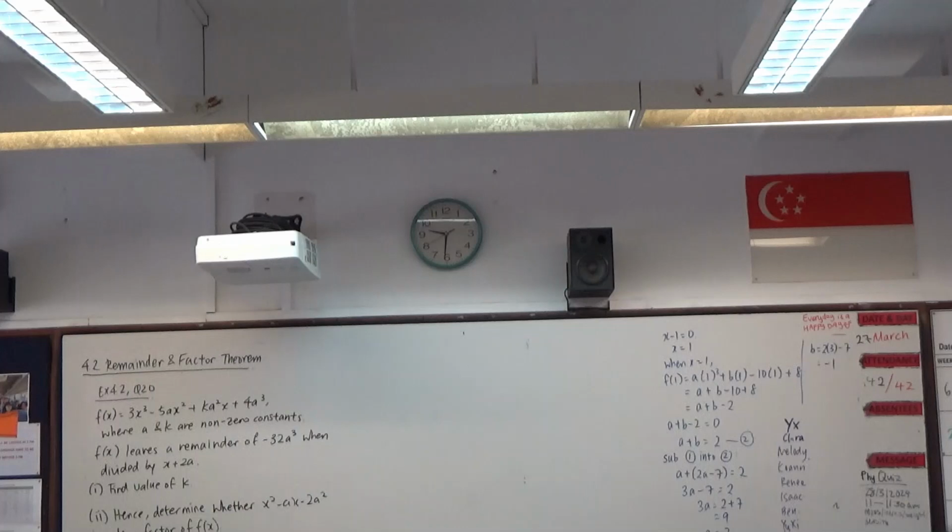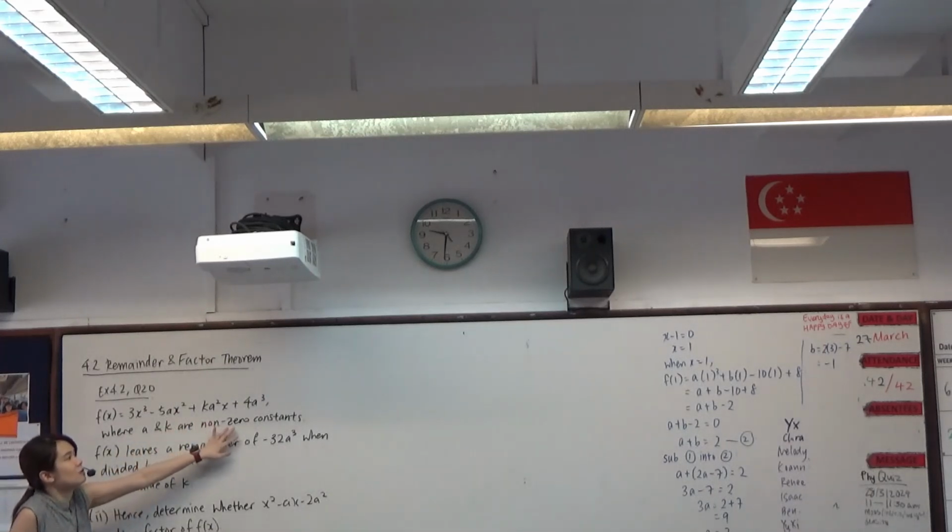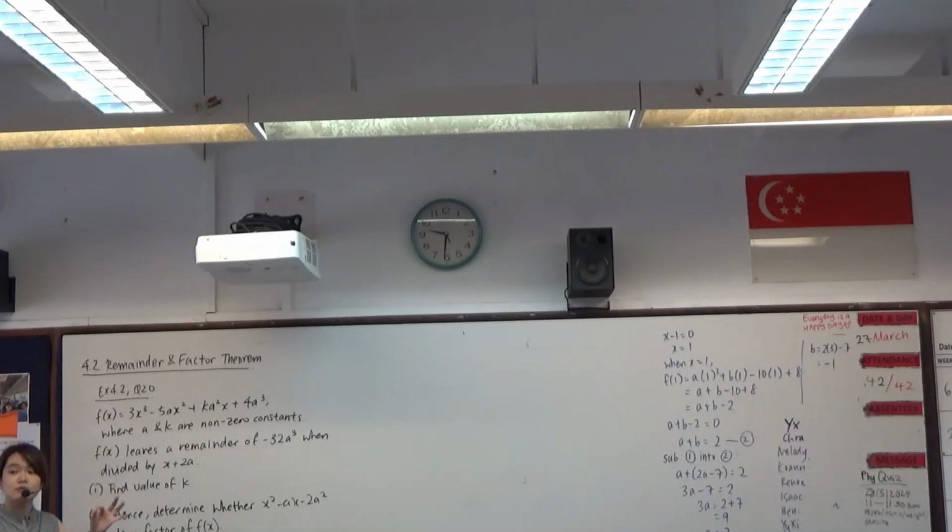Why did I say that this question is abstract? Because it challenges us to be very clear about what is a variable and what is a constant. This is f(x). Your variable is x. So x is the one that can continuously change. There's no fixed value to it. But a and k, they are the ones that are constant. There is a fixed value to it.